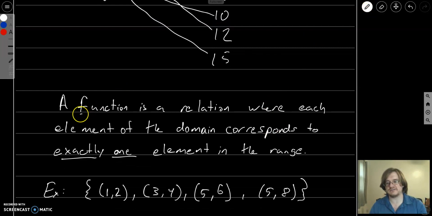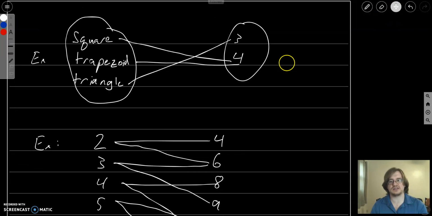We're going to start talking about functions, and this is probably not the way that you've seen functions before if you had them defined for you. But a function is just a particular type of relation, and it's a relation where each element of the domain corresponds to exactly one element in the range. So let's come back up here and check this out.